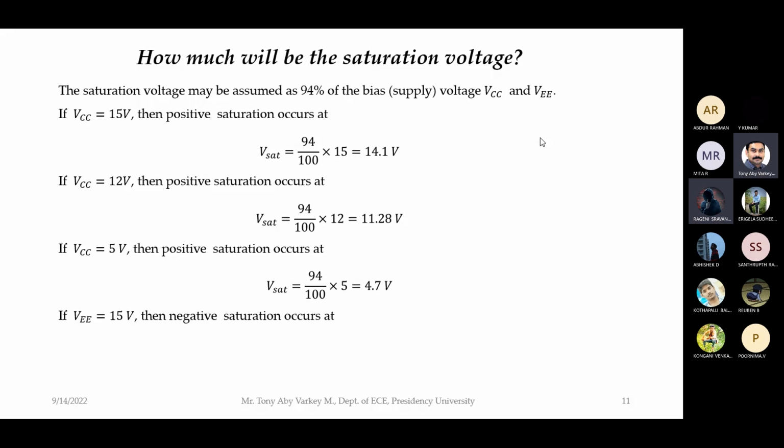Suppose VCC is 15 volt, then where will negative saturation happen when VEE is minus 15? How much will it be? Negative saturation, it will not go below that voltage. How much will that be? 15 volt we have already calculated, so what will be the VSAT? Minus 14.1. Correct. So it will not go below minus 14.1. It cannot go below minus 14.1. That is what is meant by saturation.